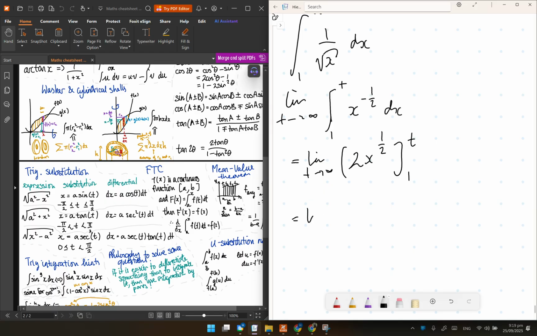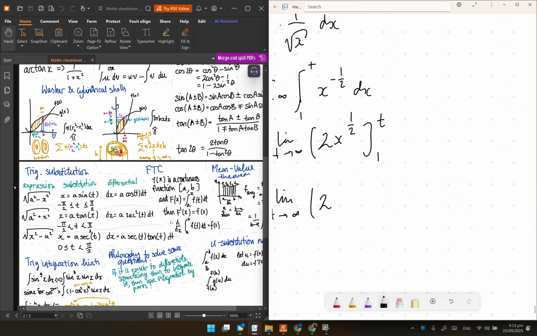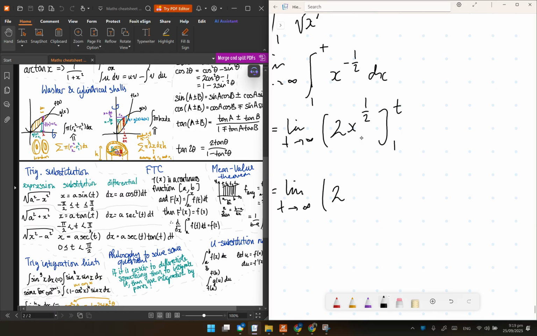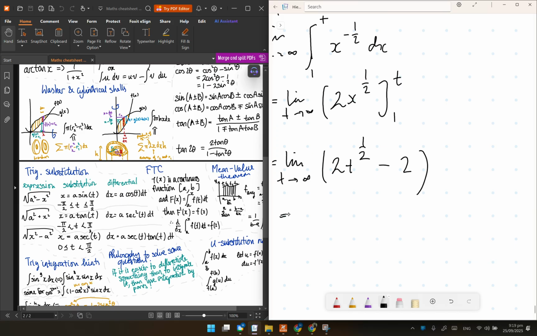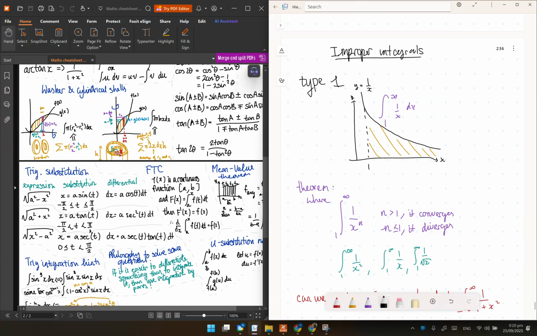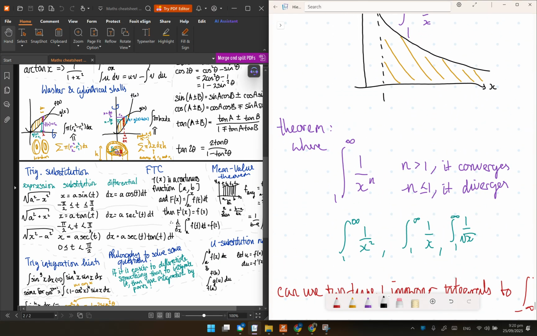And so what we have now is going to be lim t to infinity of 2t to the 1/2 minus 2 times 1, the square root of 1 is still 1, so 2 times 1, which is 2. In this case, if we put t as infinity, then that's just 2 times infinity to the 1/2, which is still infinity. 2 times infinity is still infinity, minus 2. Infinity minus 2 is still infinity, right? And so this is undefined. Therefore, the integral is divergent. There you go, and that proves the theorem, where if n is larger than 1, it's convergent. If it's less than or equal to 1, it's divergent.